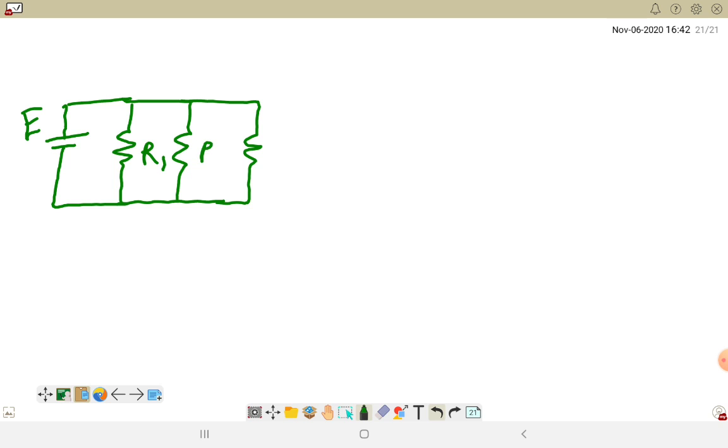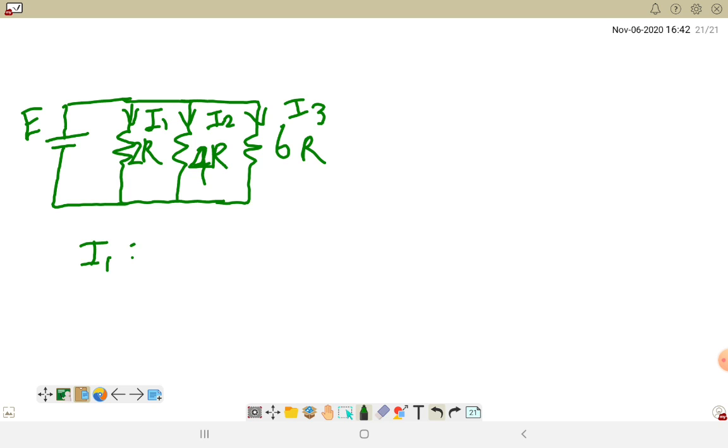Here R1, here R, 2R and 3R. R, 2R, 2R, 4R and 6R. The currents flowing is I1, I2 and I3. Question is to find the ratio between I1, I2 and I3.